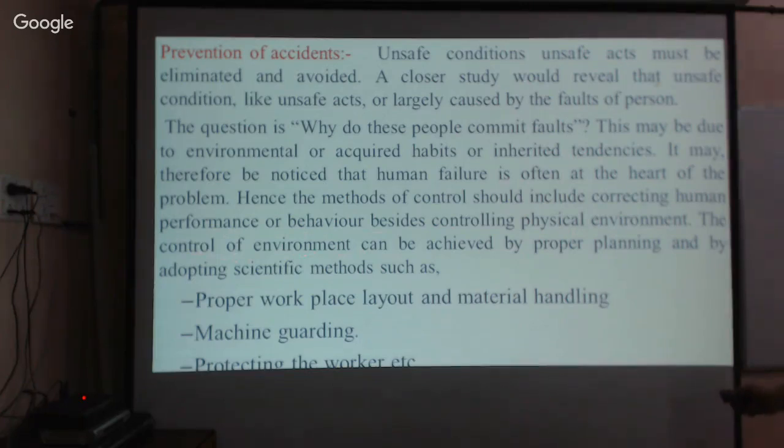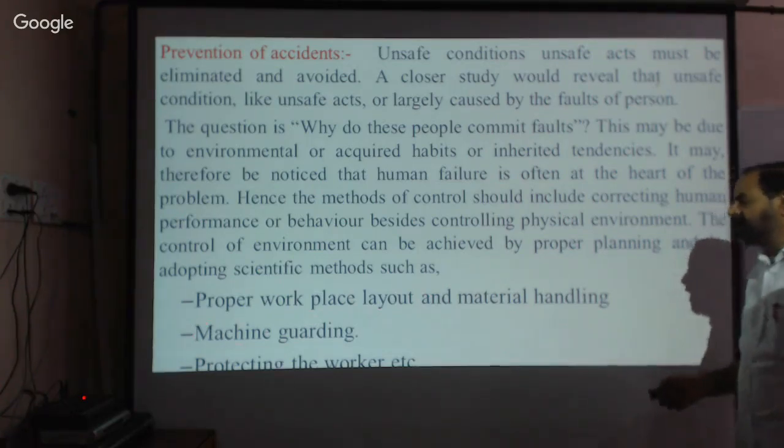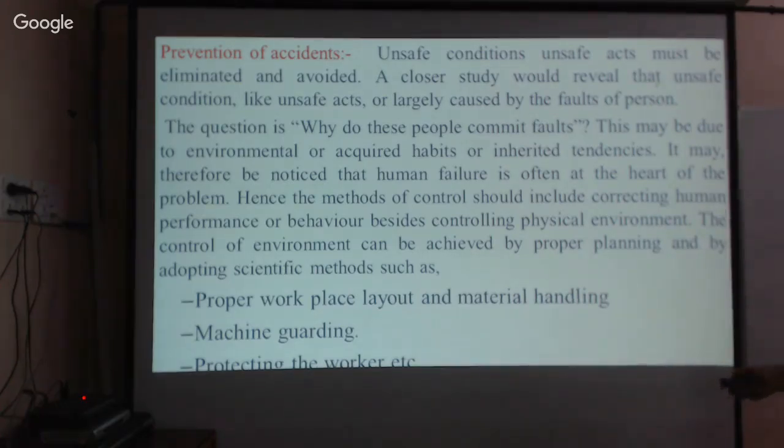The control of environment can be achieved by proper planning and by adopting scientific methods such as proper workplace layout and material handling, machine guarding, and protecting the worker, etc. Whenever you go to the site, already I told you, we have discussed at length the job layout. You prepare the right job layout, the right place for the right material, isn't it? Now, this has to be properly organized, and guarding is necessary for the running machines. Minimum 3 meters away, nobody should work there. And 1 meter away from the machine, a guard should be provided on rotating machines, protecting the workers.